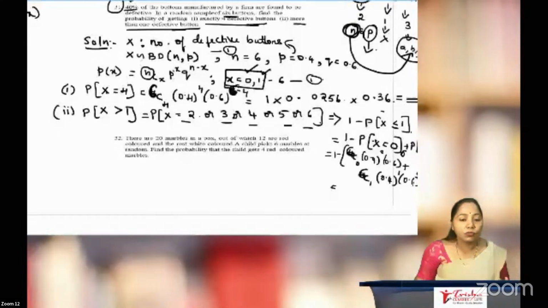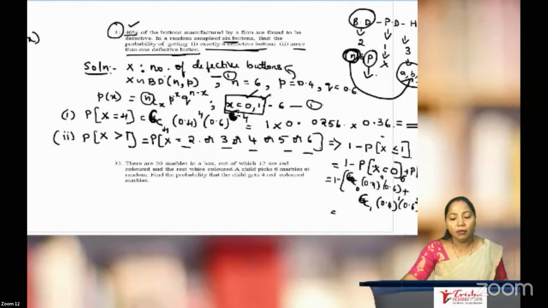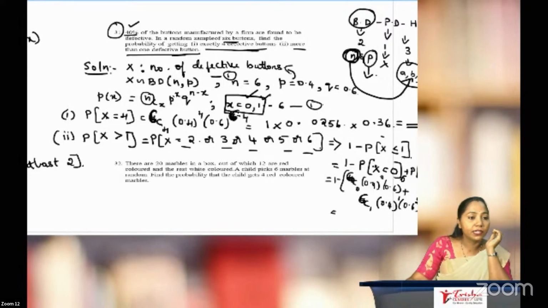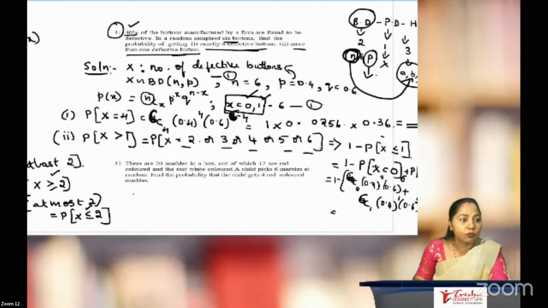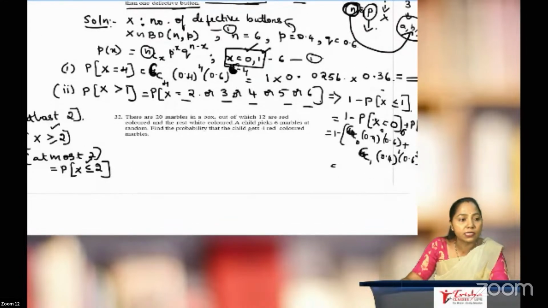Okay, any doubt? A binomial distribution. Now, sometimes the question may be to find at least one defective button or at least 2 defective buttons. So whenever it is at least, x will be greater than or equal to 2. For example, if our interest is to find the probability that there are at least 2 defective buttons, then x will be greater than or equal to 2. If it is to find at most 2 defective buttons, it will be probability x less than or equal to 2. At least means greater than or equal to 2. At most means less than or equal to 2. Shall we move on to the next sum?